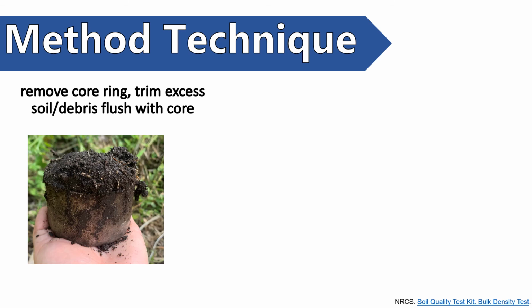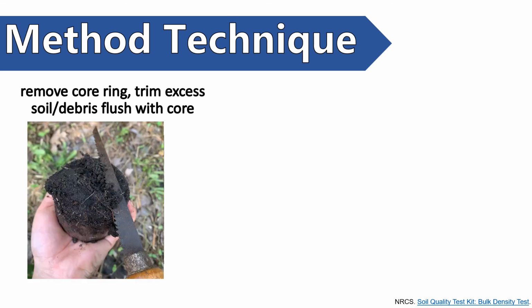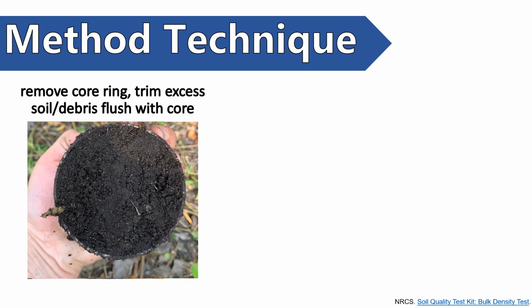I oftentimes bring it directly into the container, but I wanted to show you guys that there's this soil that's also sticking on the outside of the cylinder that needs removed as well so that it's not included in the sample. But oftentimes, depending on the soil texture, I will take a first cut at the excess debris and soil with the serrated side of a knife, but that final trimming up and straightening up should be done with the flat side of the knife.